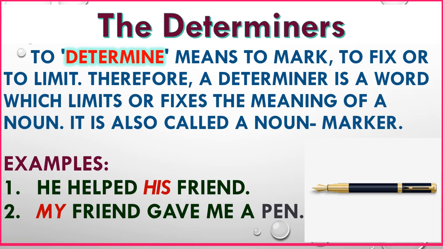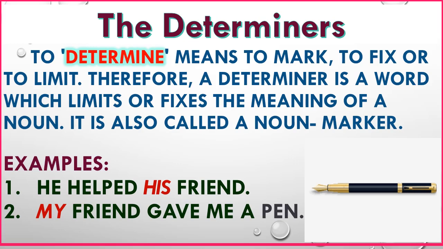So in both of the sentences, two different words are highlighted. In the first sentence, the word his is highlighted and it means that he helped only his friend, no one else. And in the second sentence, the word my is highlighted and it means the person who gave me a pen was my friend. So that means both of the words are determiners. Okay, students. So this was the definition or meaning of the topic determiners.